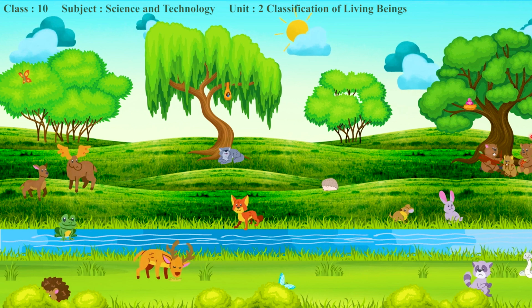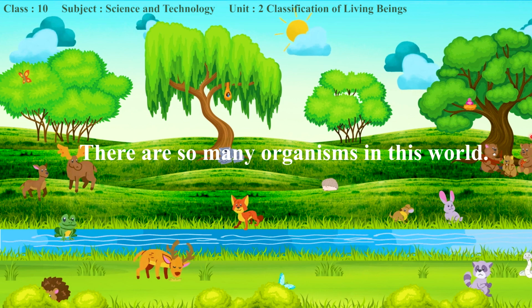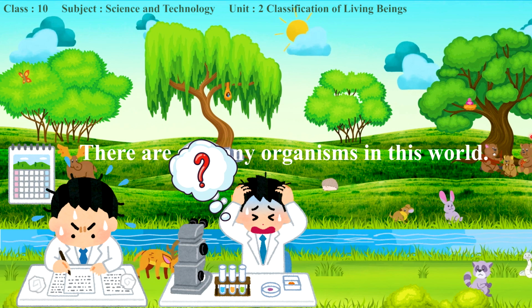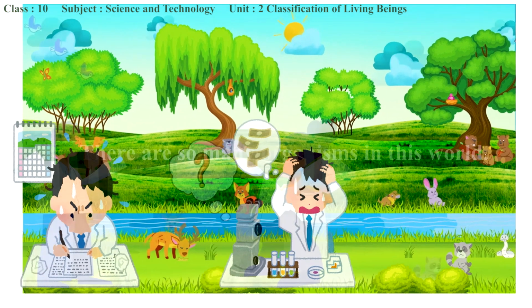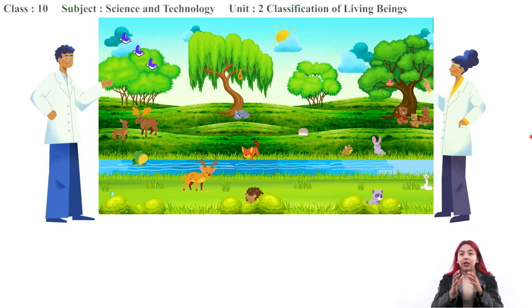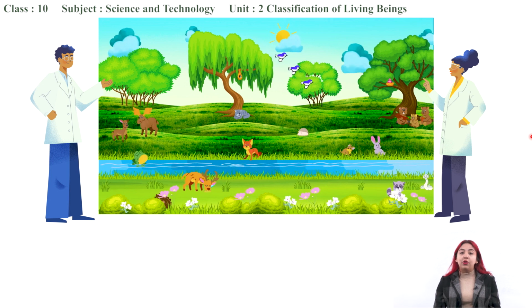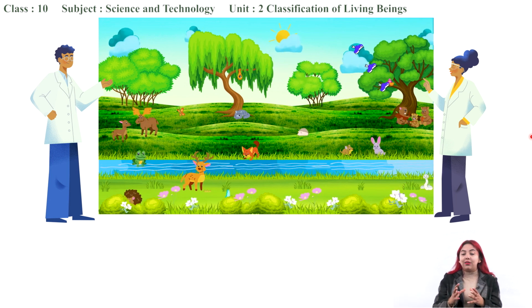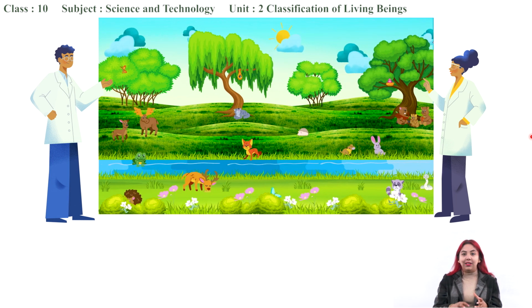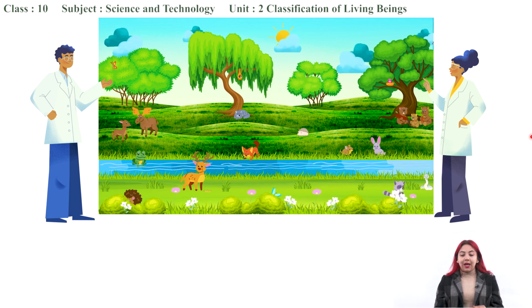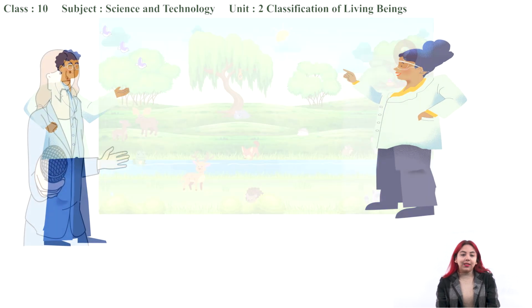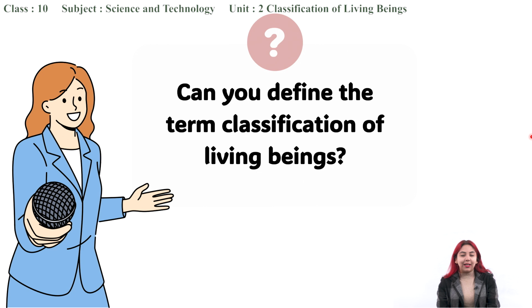But later, when more and more organisms were discovered throughout the world, scientists struggled to study all of those organisms individually. So they decided to classify those organisms into groups so that when they study a certain group, they can study the characteristics of all the organisms within the group. After hearing all this, can you define the term classification of living beings?